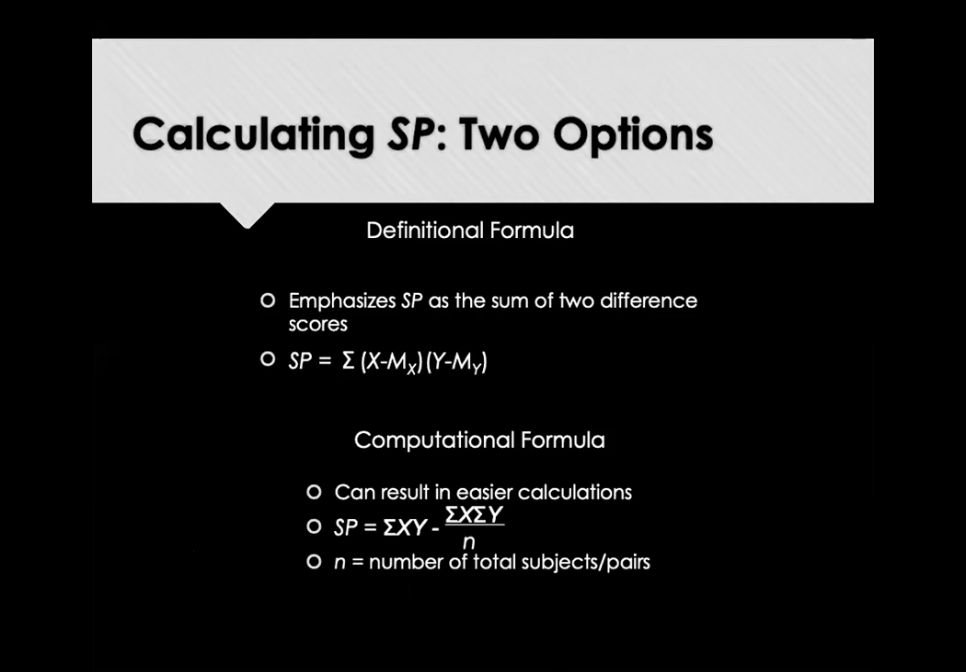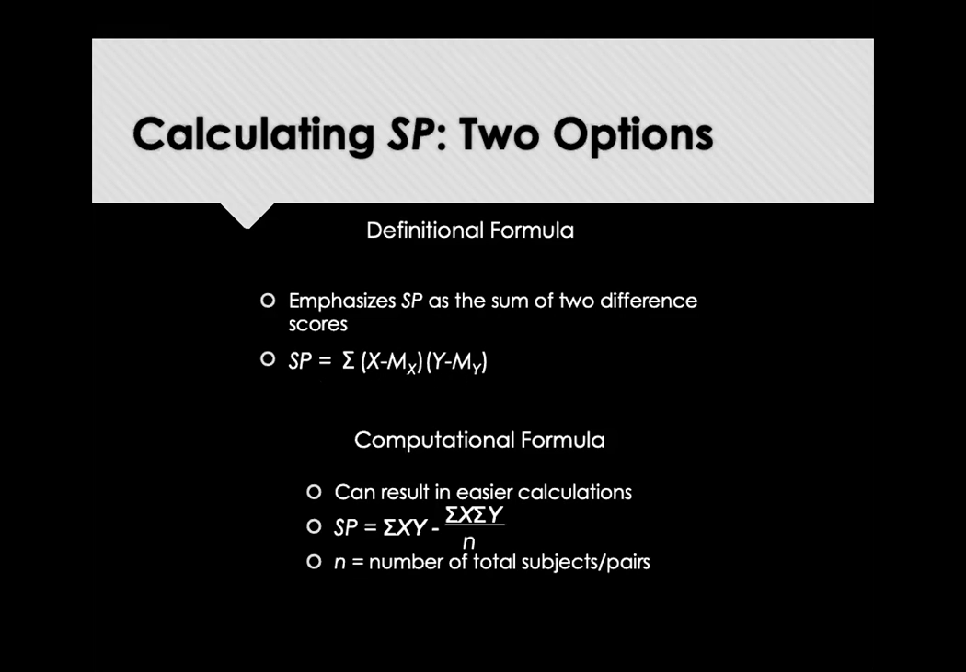That is the definitional formula, in which, again, might be familiar when we talked about sum of squares, right? We had a definitional and computational formula. When you're thinking about what the sum of products means, this definitional formula should make sense to you, right? If the sum of products is the sum of two different scores, it's the sum of products of differences or deviations, right?